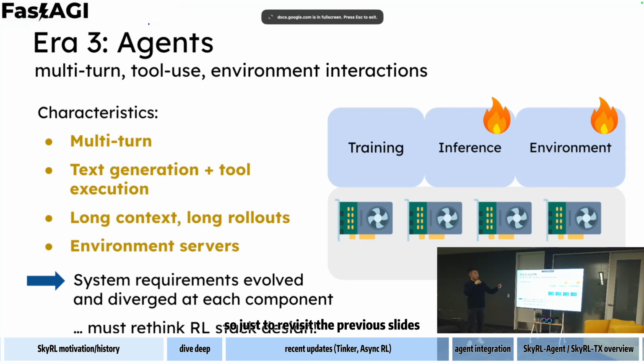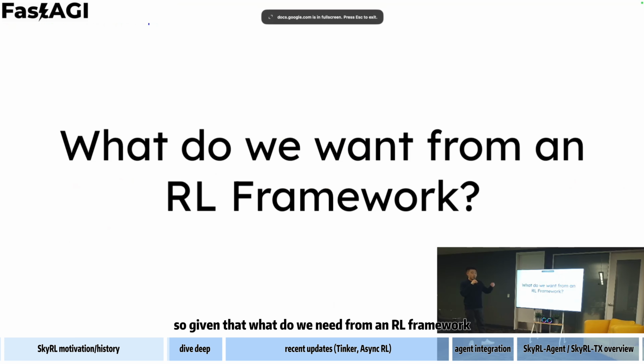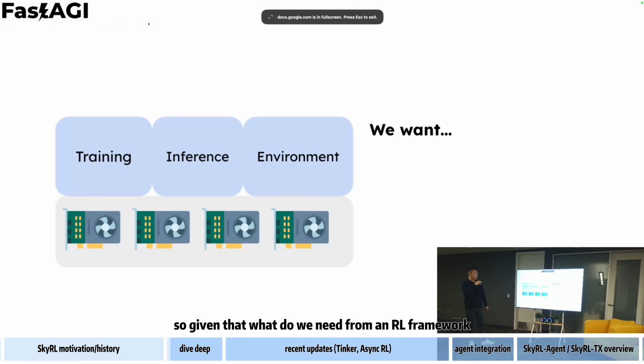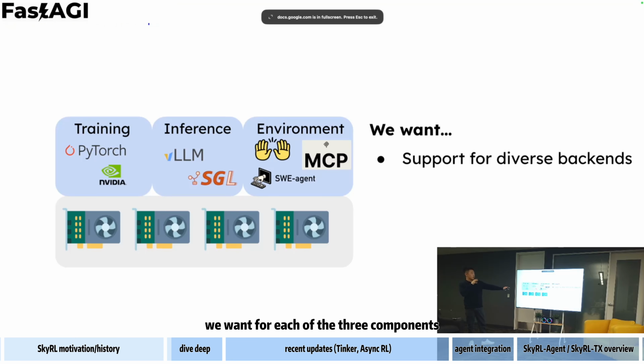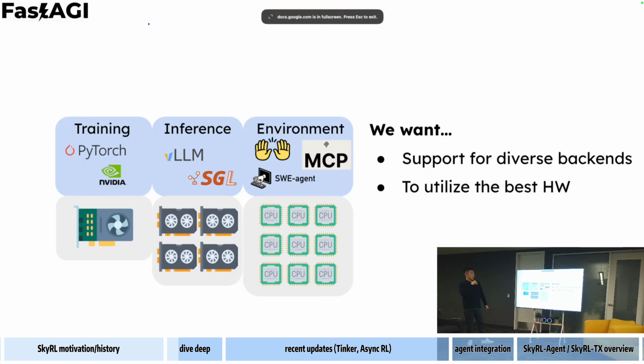So just to revisit the previous slides on the RL workload background, we have three systems components: training, inference, and environment. Each of them has its own systems requirements. So given that, what do we need from an RL framework? For each of the three components, we want diverse backends. For training, for flexibility, you might want to use FSDP. For more optimized performance for models like MoE, you might want to use Megatron. For inference, maybe vLLM or SGLang, or even your company's own inference engine. And for environment, there's even more diversity there. And for each of them, we want to utilize the best hardware.